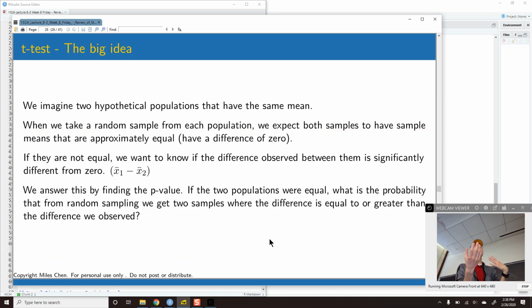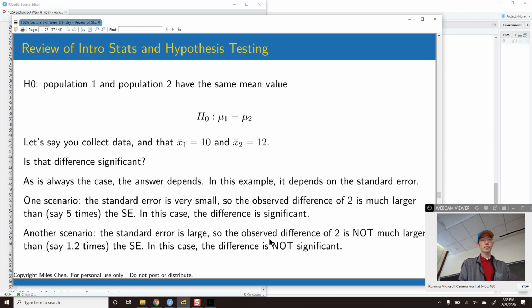That difference isn't 0, and the question is, is the difference I observed significantly different from 0? To answer that, we calculate the p-value, right? If the two populations were equal, then what's the probability that random sampling would produce these two samples with the observed difference or something even bigger than what we observed? All right. So here, my null hypothesis is that mu1 is equal to mu2.